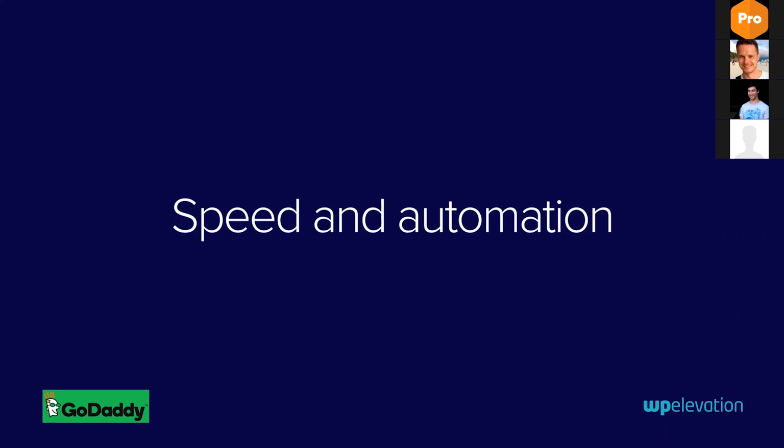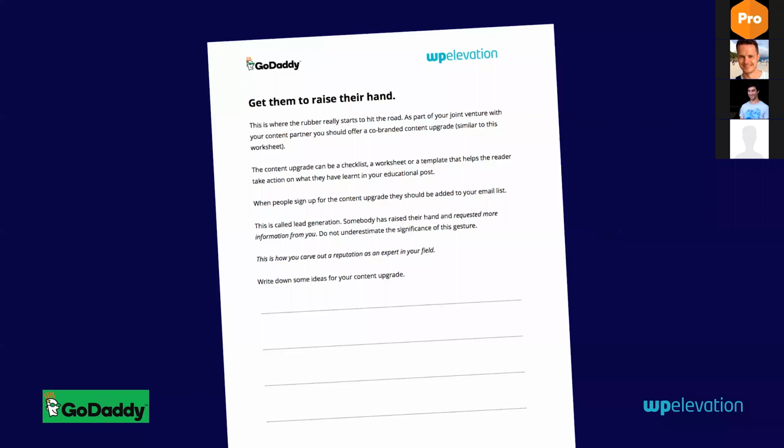But they pay you to do it for them because it's faster and they don't have to worry about it, right? So they're paying for speed and automation, essentially. So if there's some kind of content upgrade that offers speed and automation, that's what people will sign up for. And what you're doing here is you're getting people to raise their hand and say, hey, I'm interested in this. I want to know more.